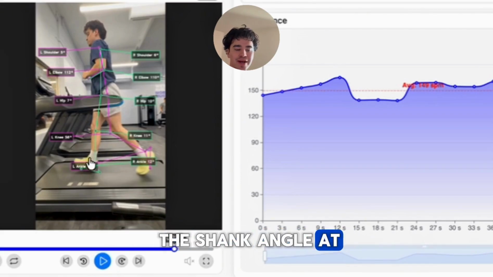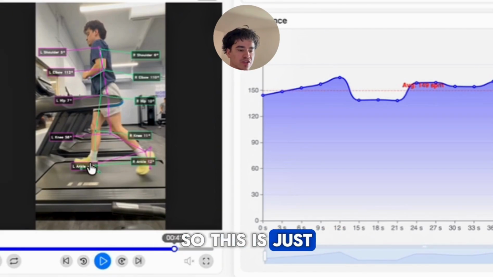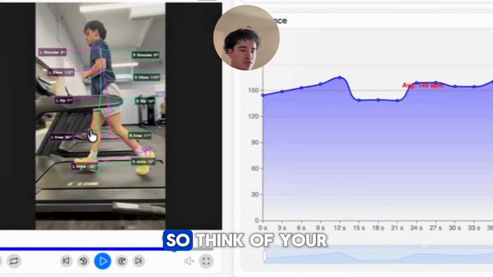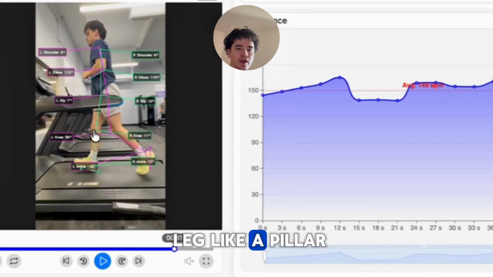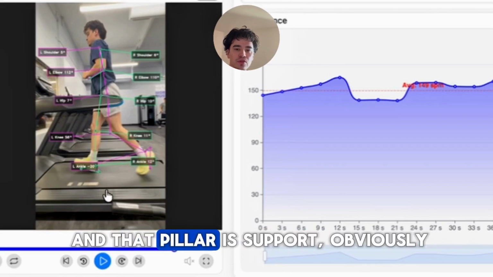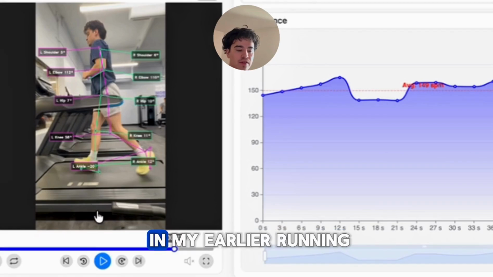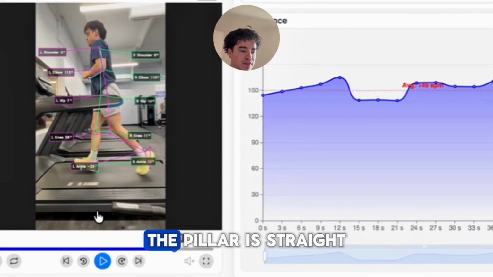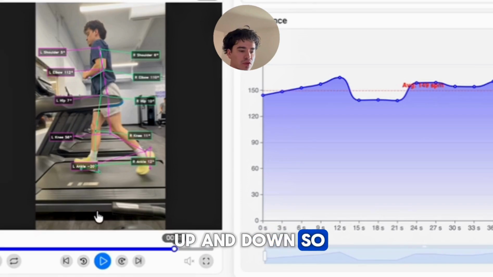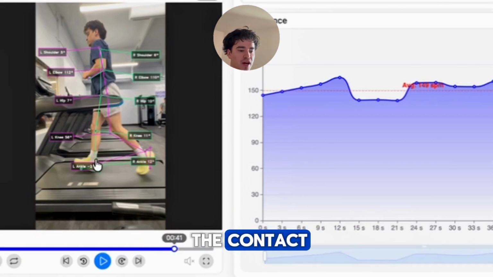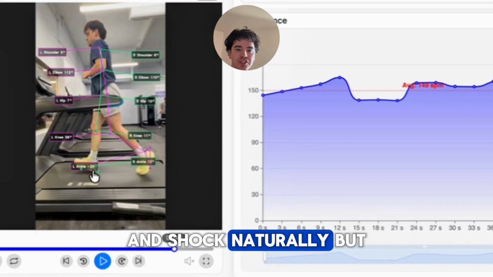the shank angle at initial contact. So this is just the angle of my lower leg relative to the ground the moment you touch the floor. So think of your leg like a pillar, and that pillar's support, obviously. And when I'm landing at 0 degrees, like in my earlier running, the pillar is straight up and down. So right under the center of mass, this allows my joints to stack and absorb the contact and shock naturally.